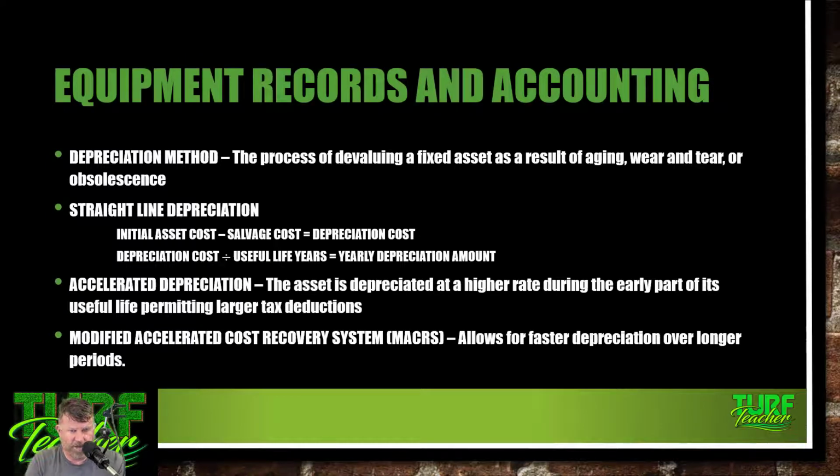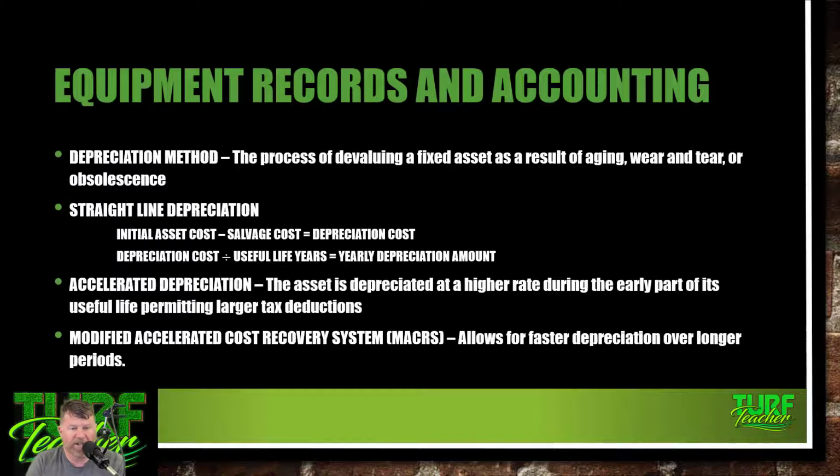And with the depreciation method, this is the process of devaluing a fixed asset as a result of aging, wear and tear, or it's just obsolete. There is straight line depreciation, which is the initial asset cost minus the salvage cost, which is your depreciation cost. Your depreciation cost divided by the useful life years is your yearly depreciation amount.